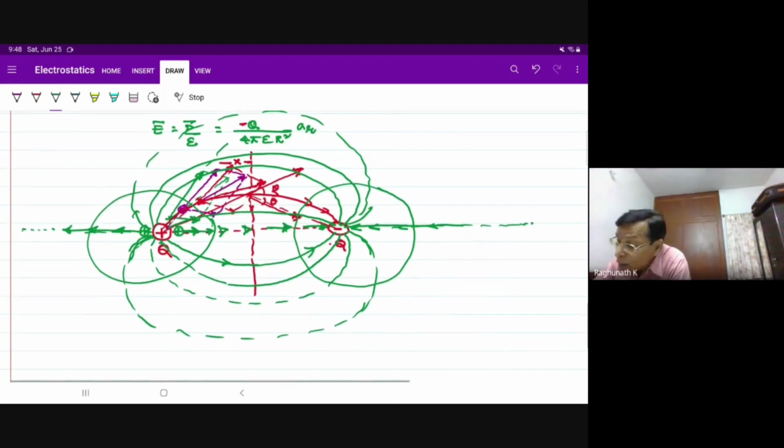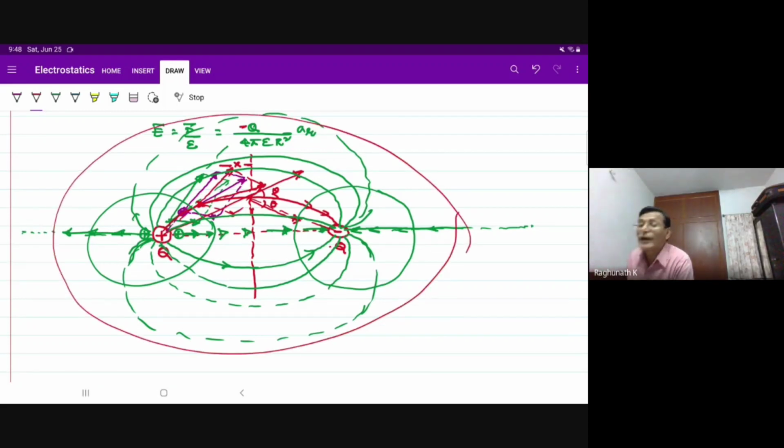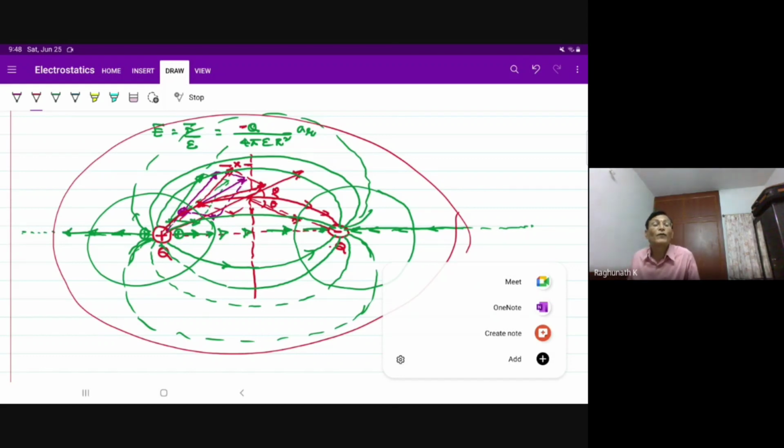If I consider a closed surface containing both positive and negative charges, the total number of flux lines that leave the positive charge will be the same as the total number of flux lines that enter the negative charge. The total number of flux lines going out or coming in is 0. One statement is correct here.